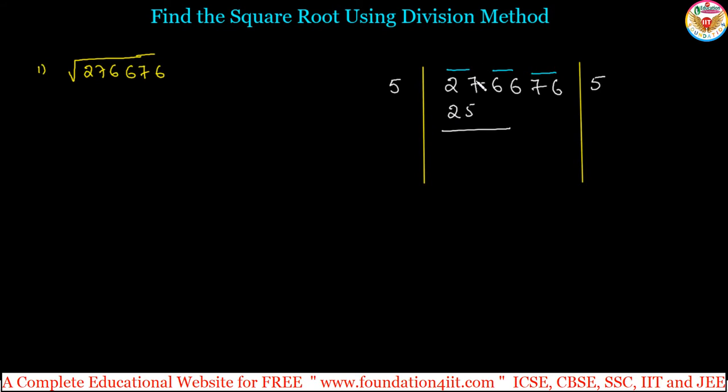So 5 into 5 is 25, which is near to the perfect square; that you have to check for the first pair. It should not be more than 27, so less than 27. Okay, that is 5, right? 5 into 5 is 25. Then do subtraction: 27 minus 25 is 2. Afterwards, the next pair you should take down. 66 should come down.